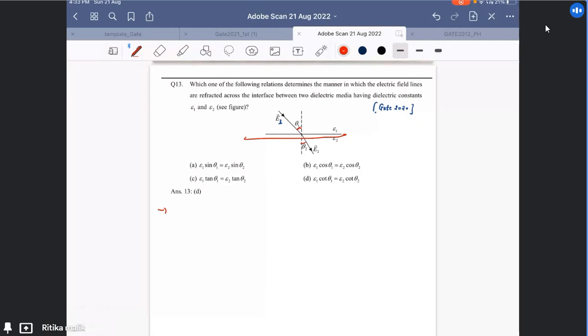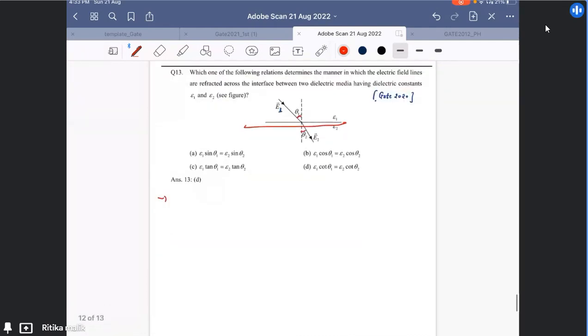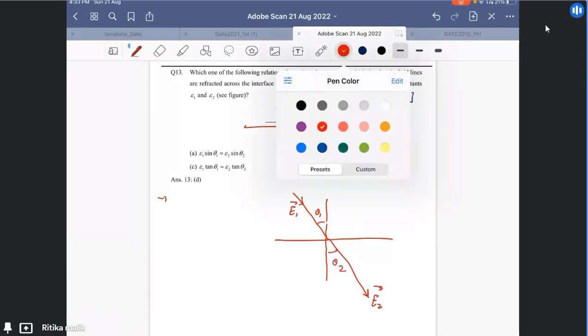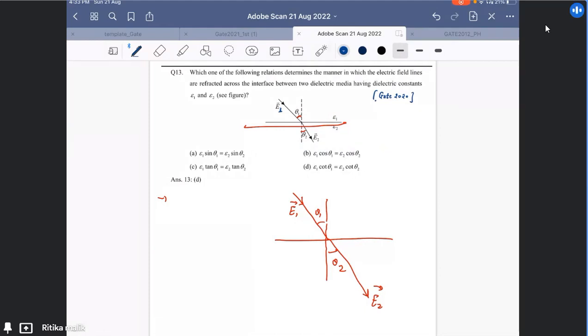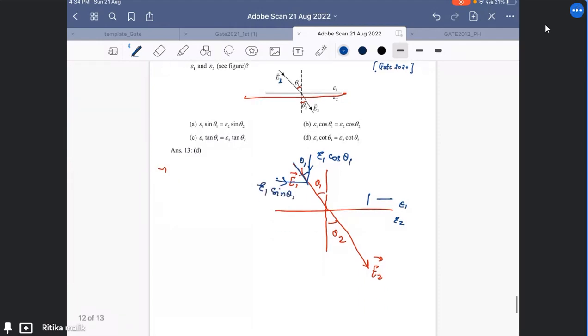How we go about solving this question is, let me draw it again. We have this surface, and we have the electric field component at an angle theta 1 and another component E2 at an angle theta 2. What we can do is break it into parallel and perpendicular components. This is the interface, so there is a parallel component and a perpendicular component. Since this angle is theta 1, we are left with E1 cos theta 1, which is the perpendicular component, and E1 sin theta 1, which is the parallel component. Similarly, we can also break E2 into perpendicular and parallel components.